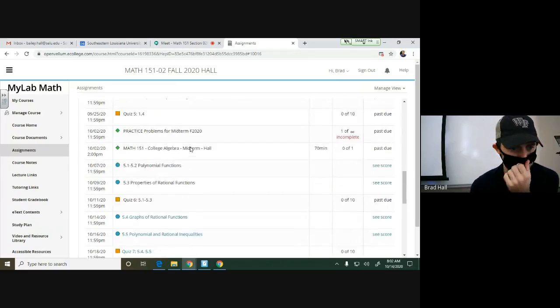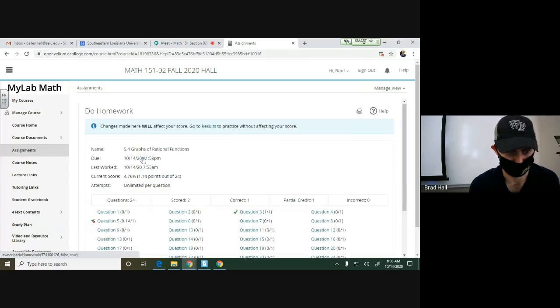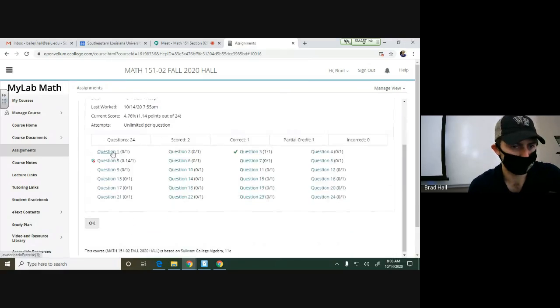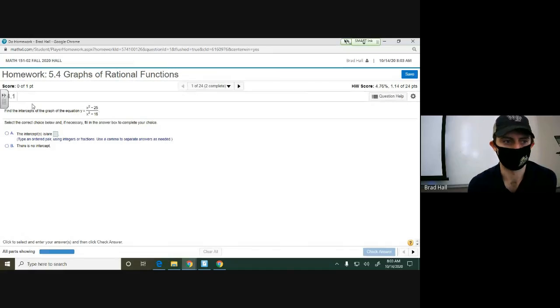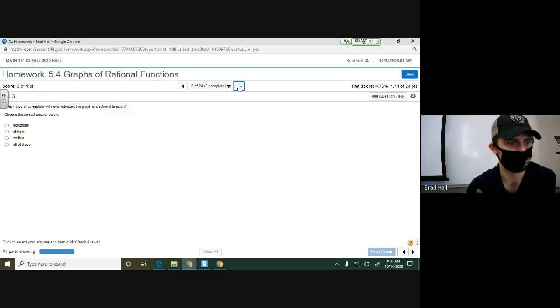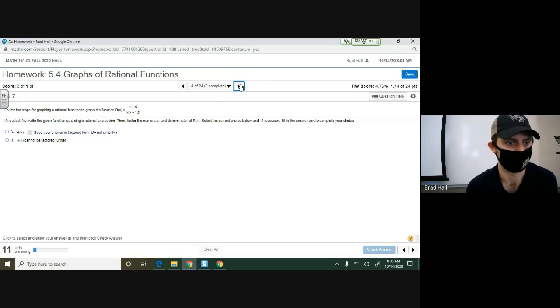That's no problem. So, graphs of rational functions. Again, the homework is due tonight. As you go through some of these, find the intercepts. I trust you can find intercepts by now. The type of asymptote that'll never intersect the graph of a rational function, I've talked about that in the video. Y-intercept, hopefully you can figure out the y-intercept by now.